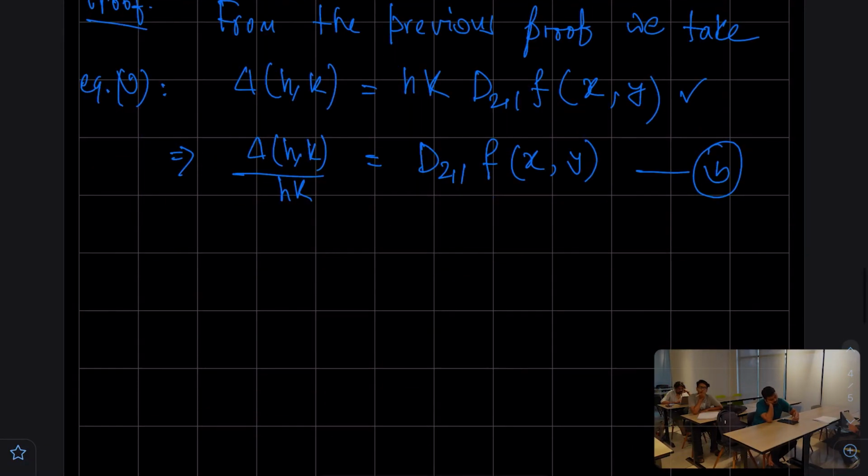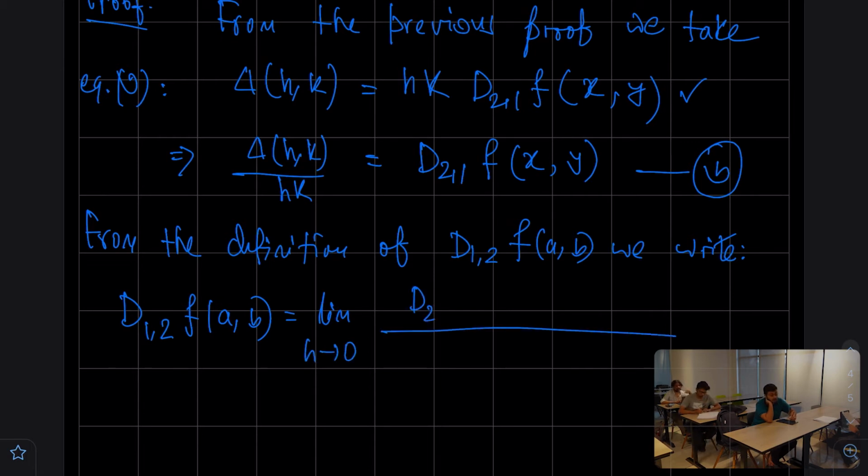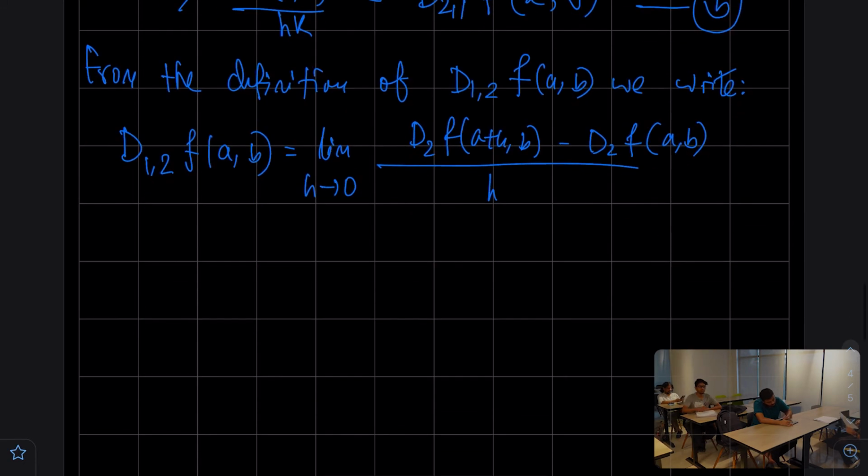Now from the definition of D1, 2 F A B, we write D2 of F at A plus H comma B minus D2 of F at A comma B. So that's the definition of D1 to F at, so we are using D1's definition here.